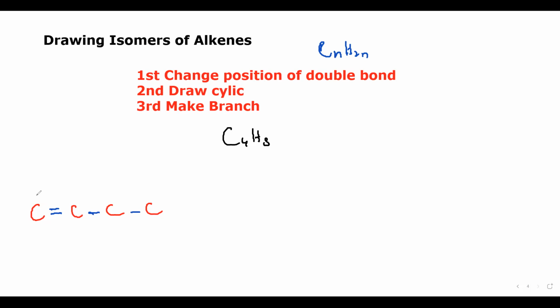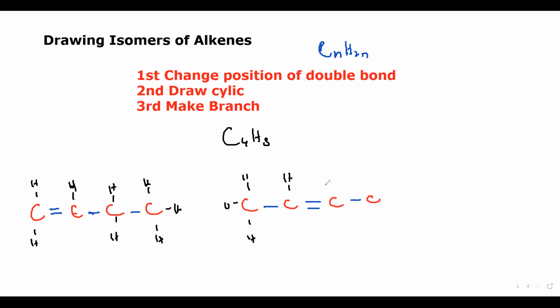Then we put the hydrogens: 2 hydrogens here, 1 hydrogen, 2 hydrogens and 3 hydrogens. This is one of the structures. Now the second structure: we draw the same carbon atoms, but now instead of the first and second, we make the double bond between the second and third. Then we put the hydrogens. This will have 3 hydrogens, this will have 1, this will have 1, and this will have 3. So these two are the isomers.